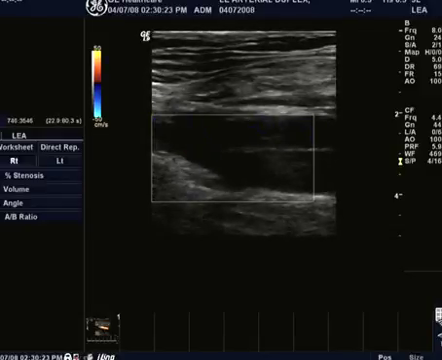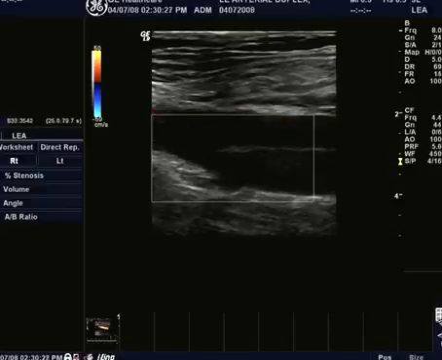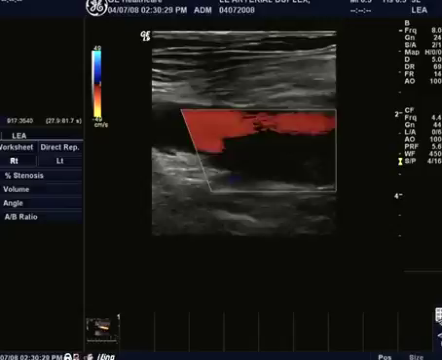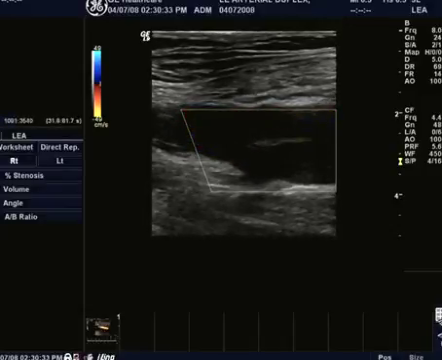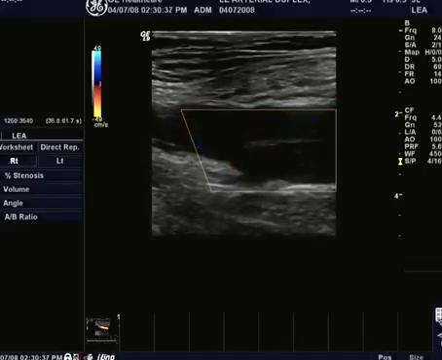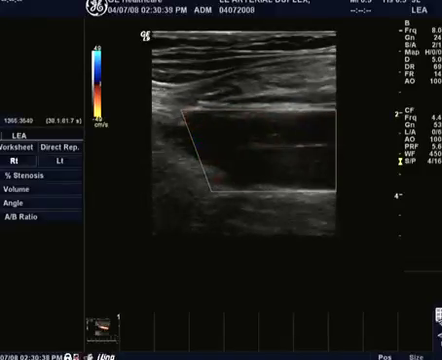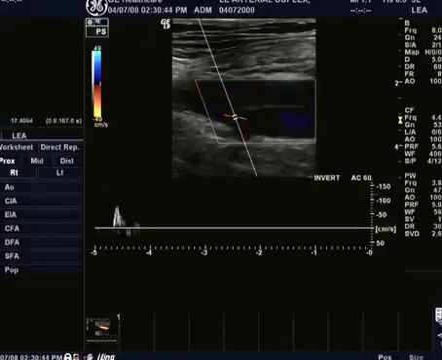But I think maybe we'll try steering a little bit more and seeing if we can get a little bit more filling into this profunda. And we're starting to see a little bit better at the origin, across the origin here. So let's take a Doppler sample across the origin.